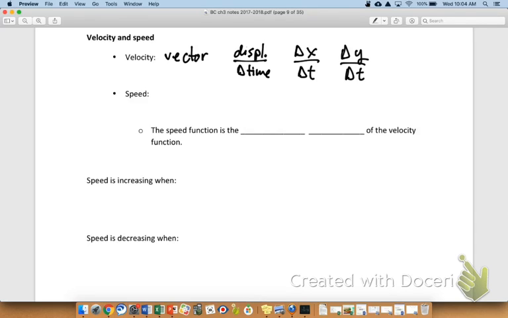So speed. Anybody use some words or some thoughts to define speed? No particular direction. Say it again. Absolute value of velocity. Well, that's this right here. The speed function is the absolute value of the velocity function. Yep. Isn't it also the magnitude? There we go. That's the word I was looking for. The magnitude of what? The vector. Let's call it the magnitude of the velocity vector.